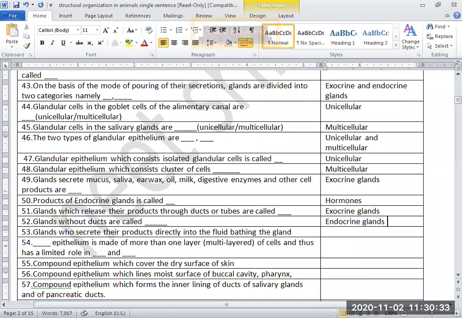Their secretion is hormone. And glands which secrete their products directly into the fluid bathing the gland, we call them endocrine glands.